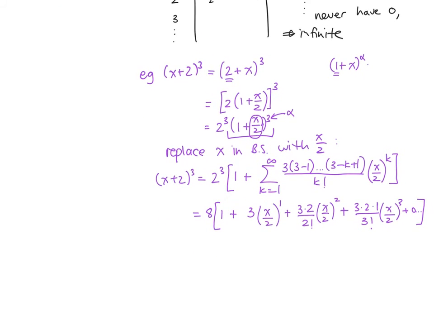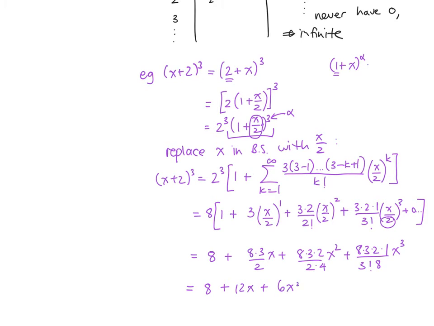So if we do a final last little bit of working, multiplying in, we've got 8 plus 8 times 3 over 2 times x plus 8 times 3 times 2 over 2, because 2 factorial is 2. And now we've got 2 squared, so we've got a 4, and then x squared. And then we've got 8 times 3 times 2 times 1 over 3 factorial, and we've got a 2 cubed in the denominator, which is also an 8, and that's going to give us the coefficient for our x cubed term, and all the rest are equal to 0. And you do a little bit of multiplication, and you'll find you get 8 plus 12x plus 6x squared plus x cubed.